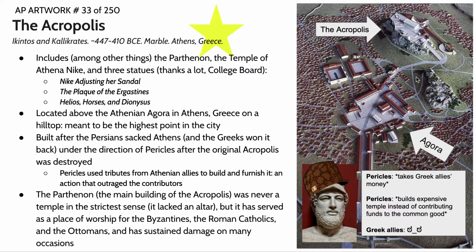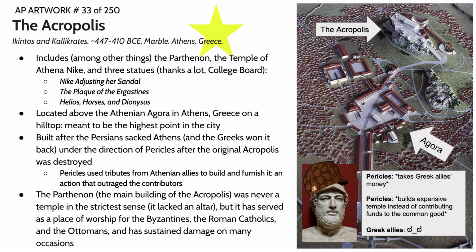There were tons of people, particularly people not from Athens, that were writing about this and super upset about it. The Parthenon, which is the main structure of the Acropolis, was never really a temple in the strictest sense because it did not have an altar.